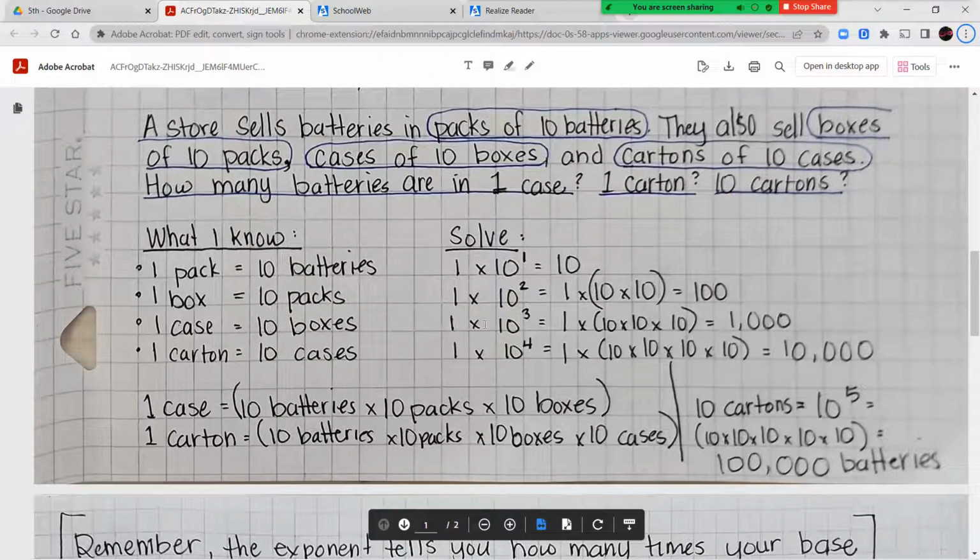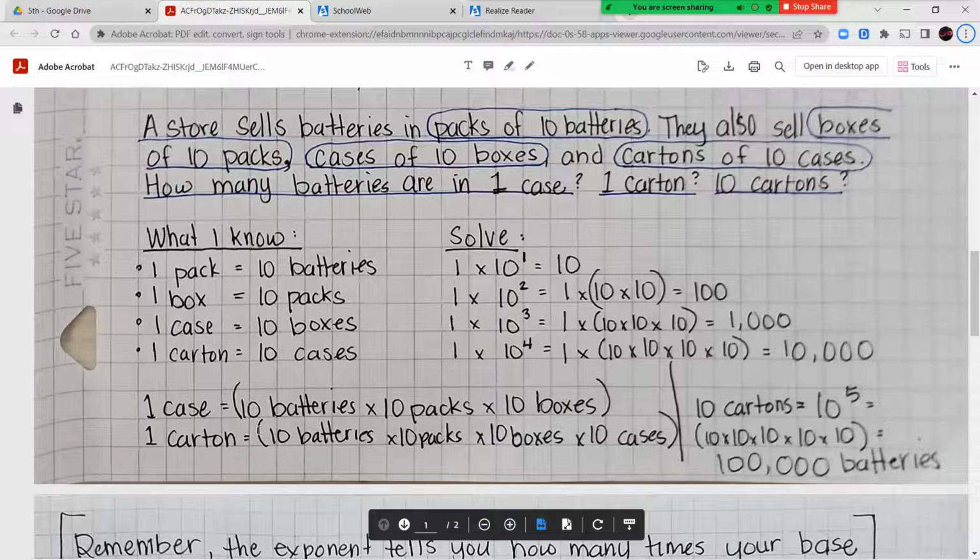One case will be 1 times 10 to the power of 3. So 1 times 10 times 10 times 10, which will give you 1,000. And a carton is going to be 10 cases. So it's 1 times 10 to the power of 4. So 1 times 10 times 10 times 10 times 10, which gives you 10,000.